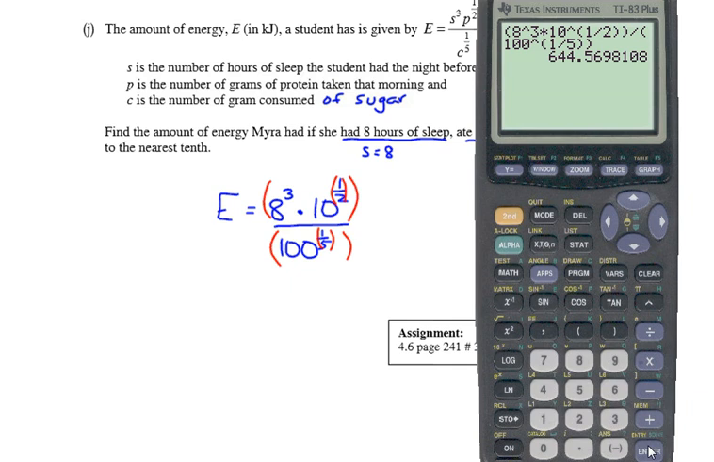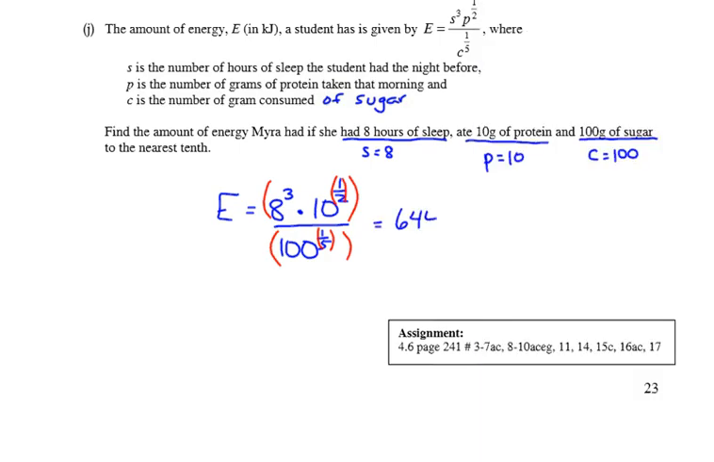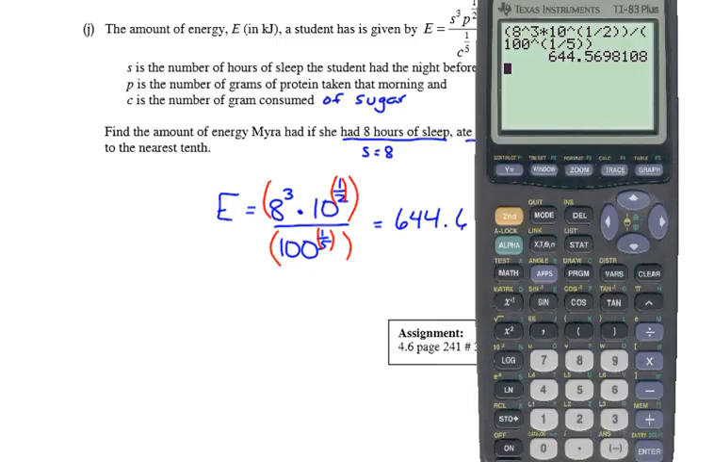So I typed it in properly. So check how you typed it in. I can come look at your calculators too. You should get 644.6 kilojoules. Okay? It says to the nearest tenth. Yeah. So you'll have a question for sure like this on your unit exam.